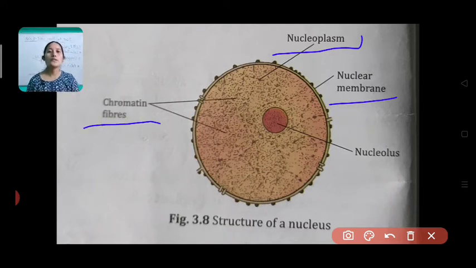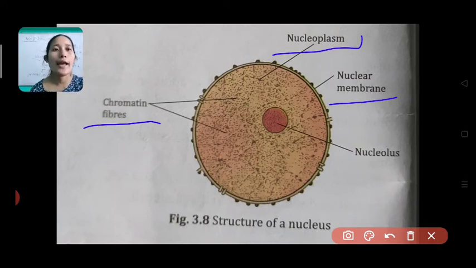Now these chromatin fibers, before undergoing cell division, become dense, and then they are referred to as a chromosome. Now the chromosome only consists of genetic material. What do these genes do? They are the hereditary unit. Hereditary unit means whatever characters have to be transferred from a parent to the offspring, those characters are stored in these genes.